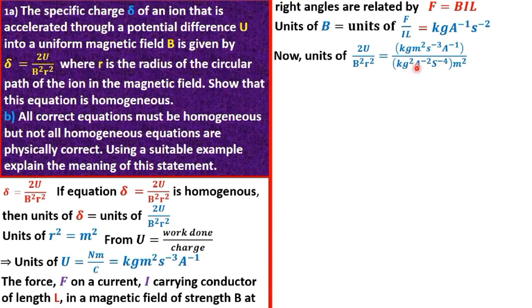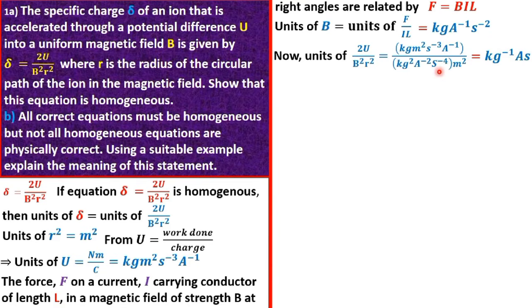kilograms squared. Then we have per ampere squared. Then we have seconds to the power -4. Then rho squared becomes meters squared. If you simplify, friends, we have an answer of per kilograms, amperes, seconds.